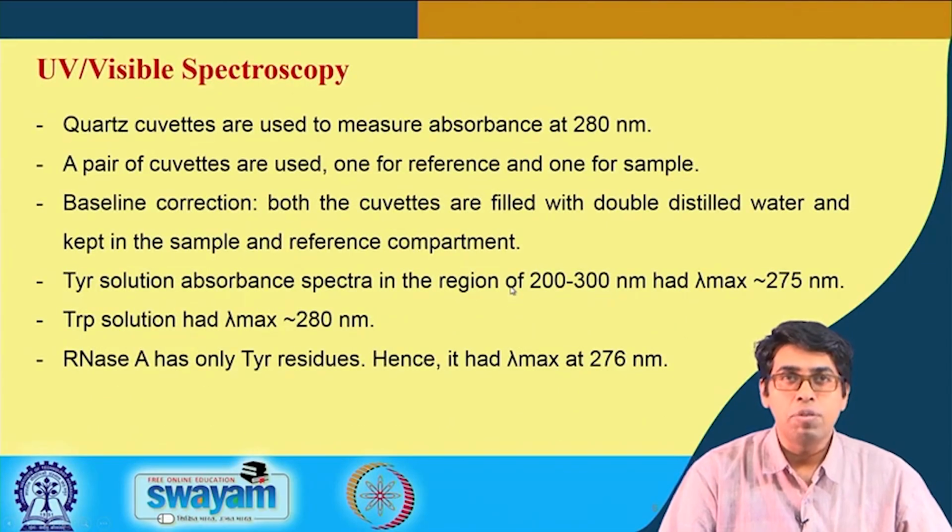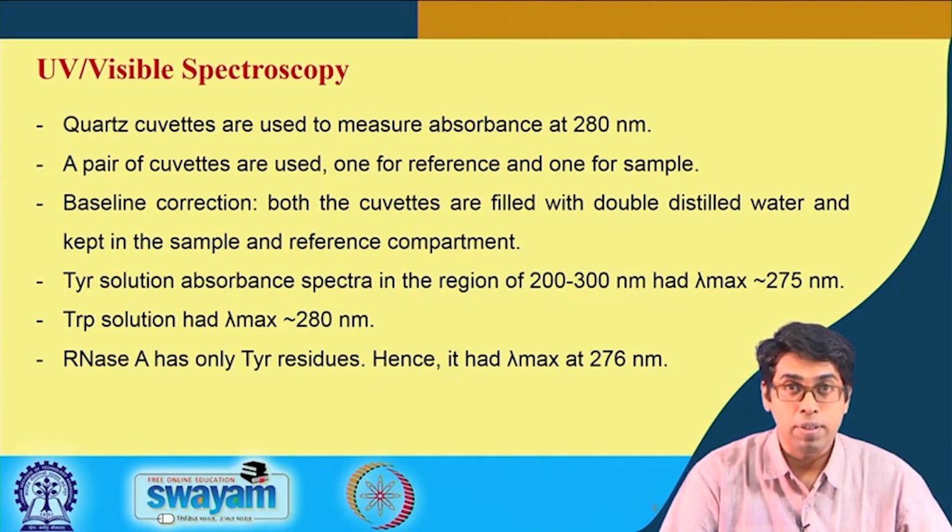In the lab portion we saw how you measure the absorption spectra of an amino acid solution. Since we are in the near UV range, normal glass cuvette will not work. So we used a special type of cuvette called the quartz cuvette. A pair of quartz cuvettes were used. One was used as reference and the other one was used for sample.